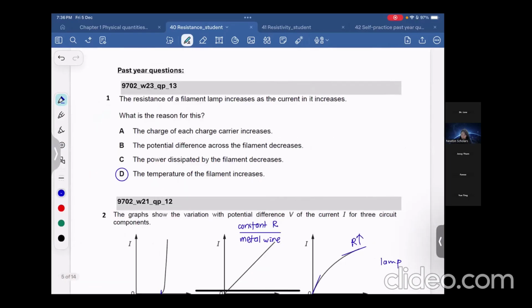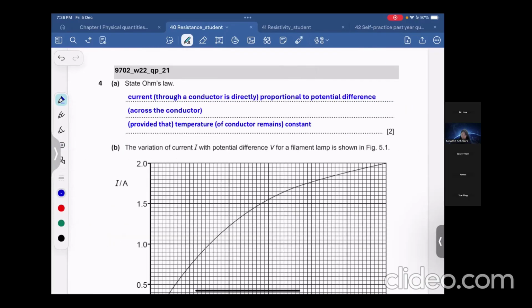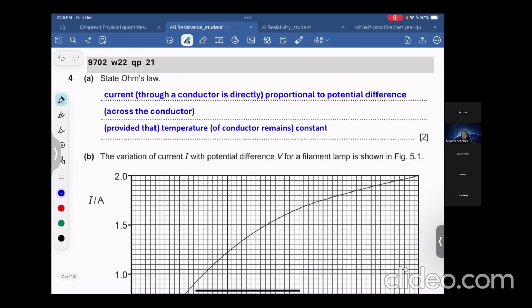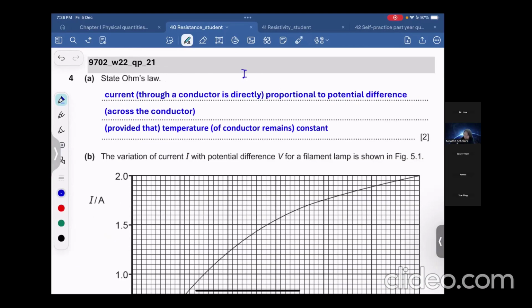If you do more past year questions, you will find that they ask you, is that Ohm's law? So here, current is directly proportional to V. If you plot the graph of I against V, when you take the gradient, you will get I over V. So you find out that resistance is 1 over the gradient. You need to turn it upside down.